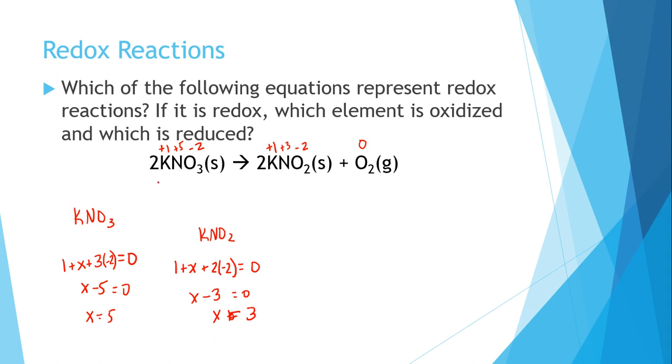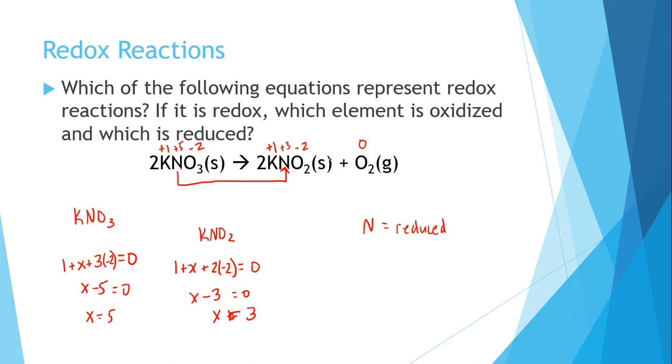From there, we need to see what changed. Note that my potassium did not change, but my nitrogen did. Note here, my nitrogen became less positive. So if I am becoming less positive, that means that I am going to be gaining electrons because I'm gaining a negative charge. So gaining electrons means you are being reduced or reduction.